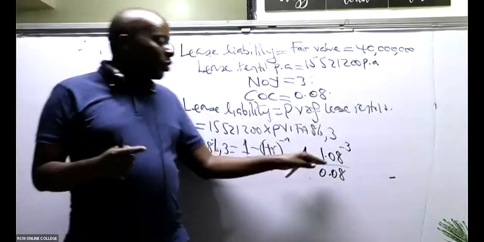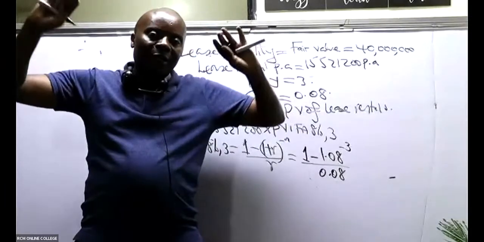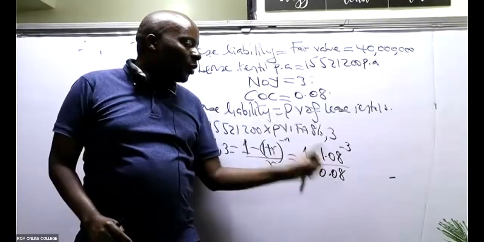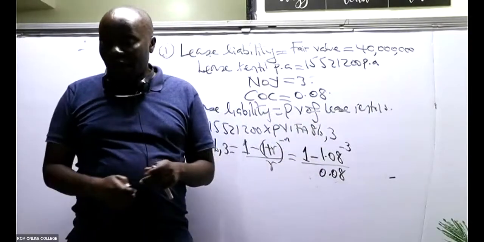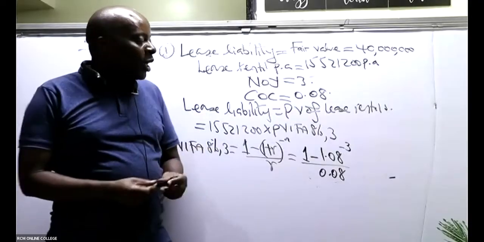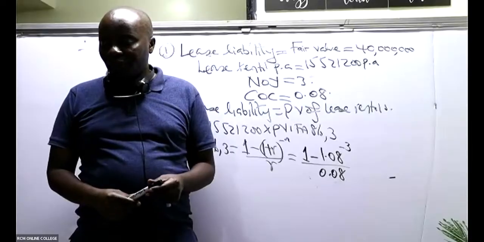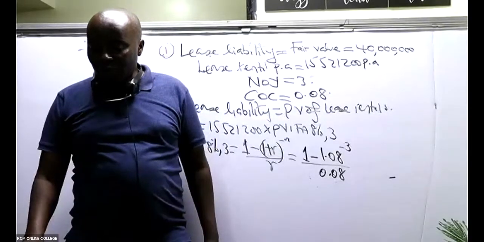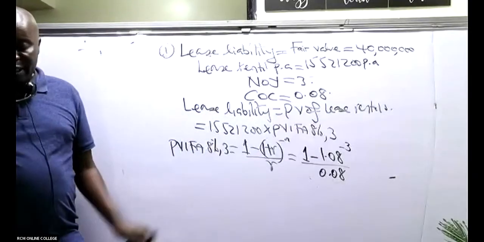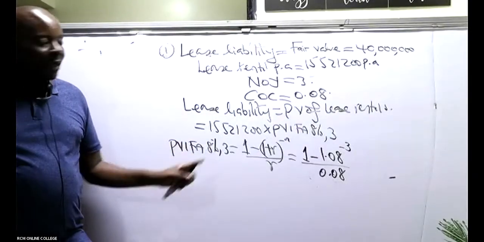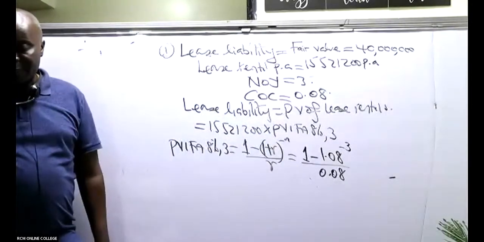Because this is a bracket on its own, it tells you to first take care of the numerator. Once I say 1 minus 1.08 raised to negative 3, I say equals, and then I divide this by 0.08. Is there somebody who is able to give us this answer for the PV, the present value interest factor of an annuity? Remember, this figure is an annuity because it's a per annum figure.